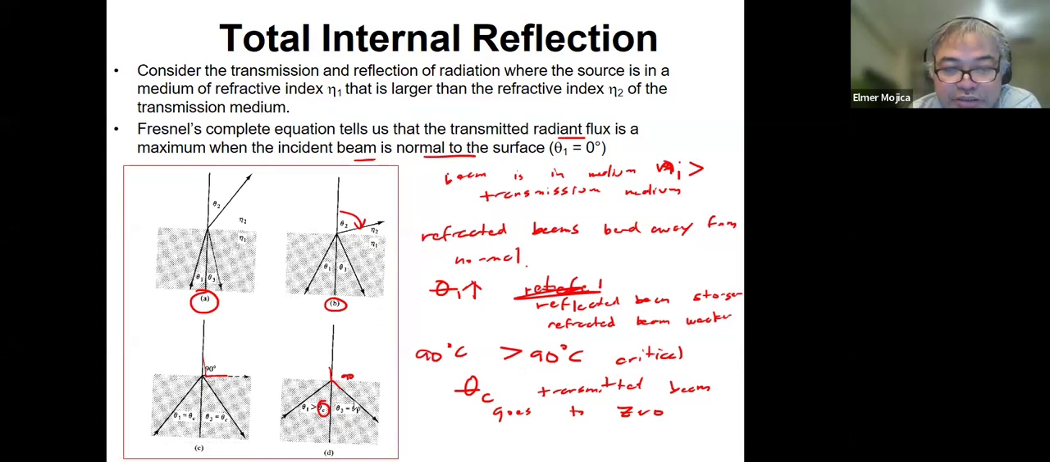Okay. Now, the question that we can ask ourselves: where do we use this? What's the application that I mentioned about the use of total internal reflection? Anyone?